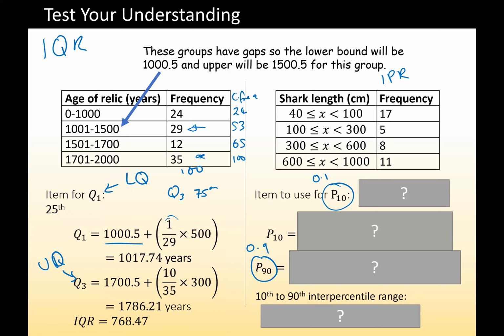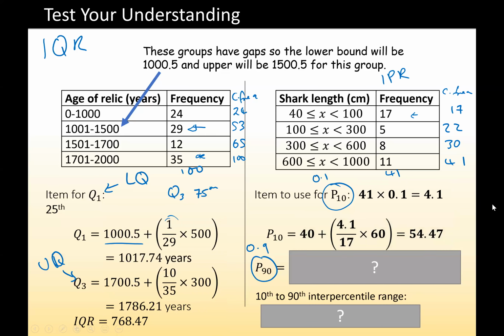Okay, interpercentile range. Working out the 10th percentile, we're going to do 41, which is our total frequency, times by 0.1, which gives us 4.1. So it's the 4.1st piece of data, and of course, that is going to be in our first section. Cumulative frequency, we've got 17, 22, 30, 41. So using the formula, we've got 40 plus 4.1, because it's the 4.1st piece of data in the whole set, so it definitely is in the first section, divided by our class frequency of 17, times by 60, which is our class width, gives us 54.47.